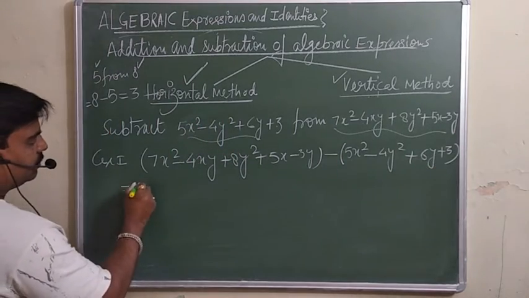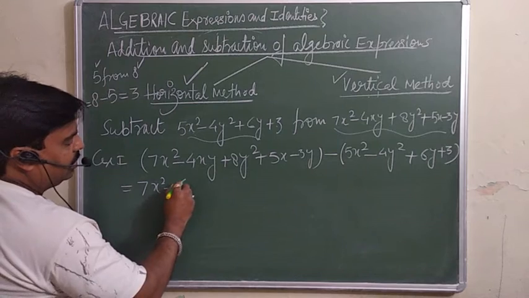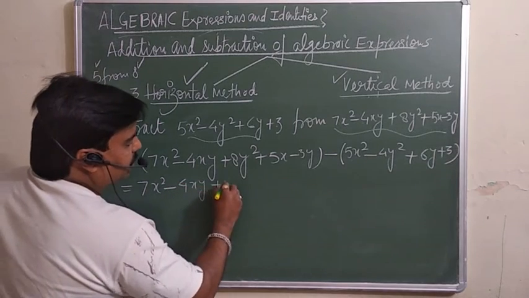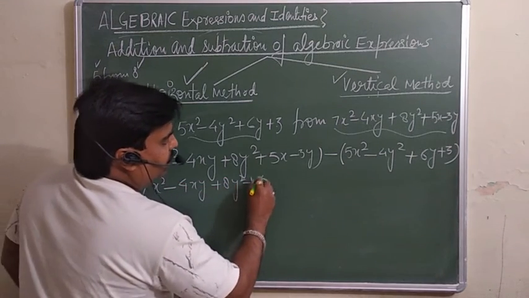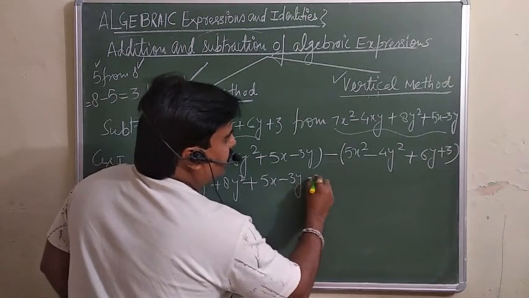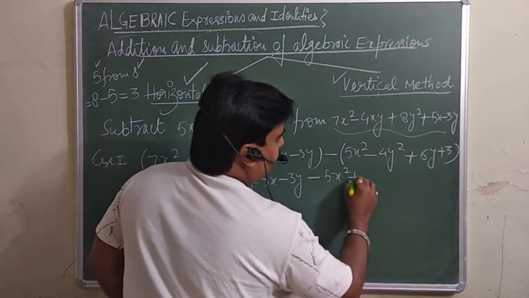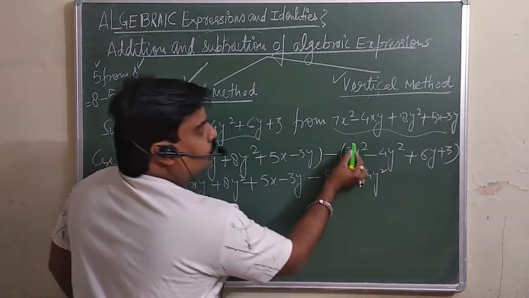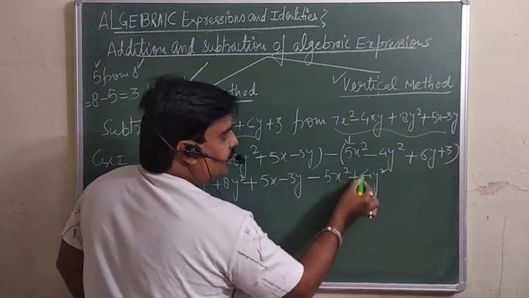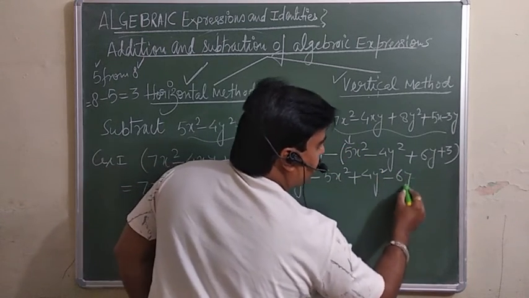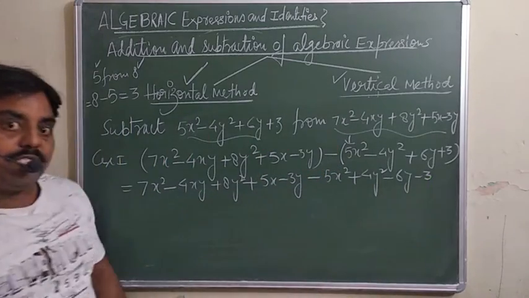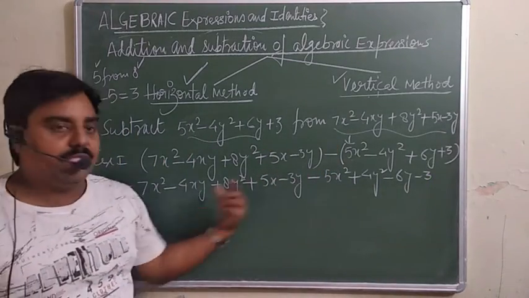So in the next step, you can write down 7x square minus 4xy plus 8y square plus 5x minus 3y. Here you can write minus 5x square plus 4y square. The signs change. Plus was there, it has become minus, minus has become plus, minus 6y minus 3. After this, the rest is the same. You must write down the like terms with the like terms.